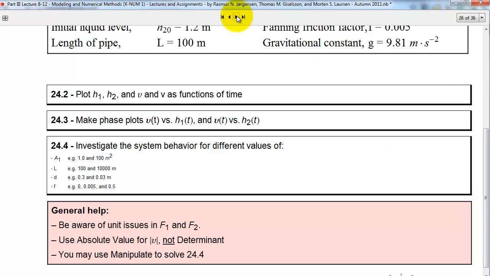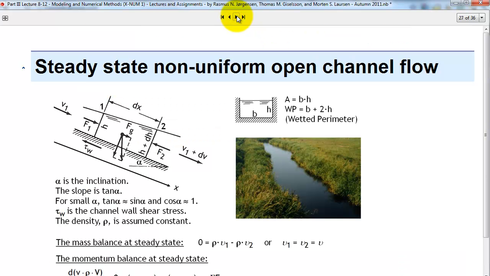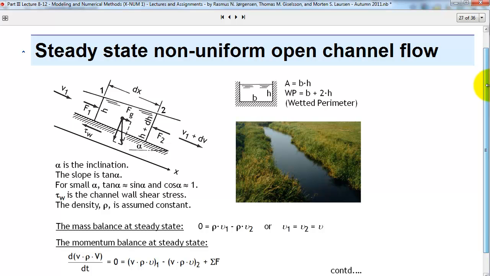So that was the first assignment, which is kind of an extension to what you did last time in assignment 23. Now we are moving into a channel like this, and if we simplify it a little, we can look at a channel with water like it's a kind of square.